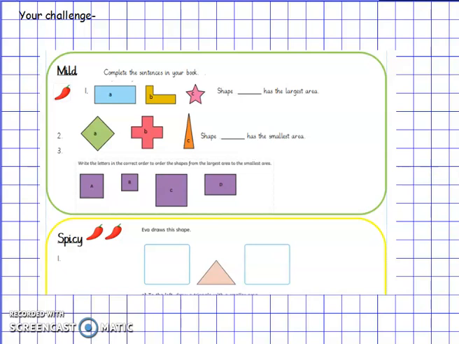I think you're ready to start your activity, identifying the area. Some of your questions you might have to write a sentence or an explanation in your maths book. Make sure your sentences are neat and clear so that your teacher can mark them when you hand your book in on Friday. You might want to start with the mild challenge and work your way through. If you need any help, you can email me at the email address.